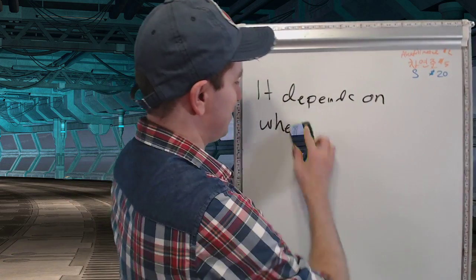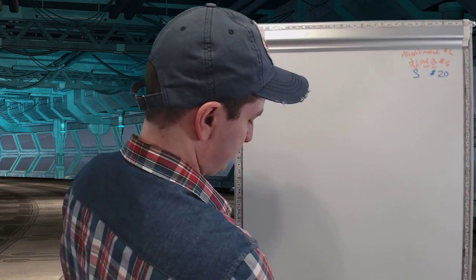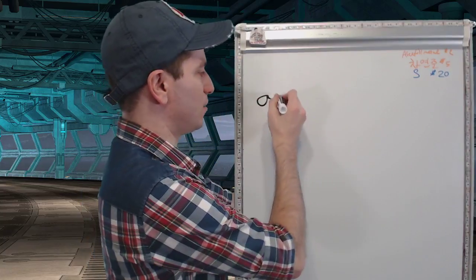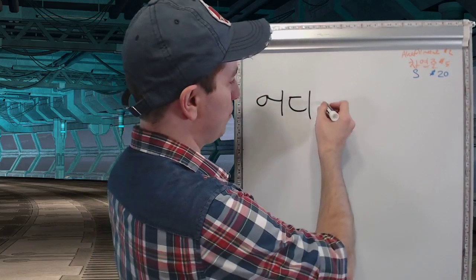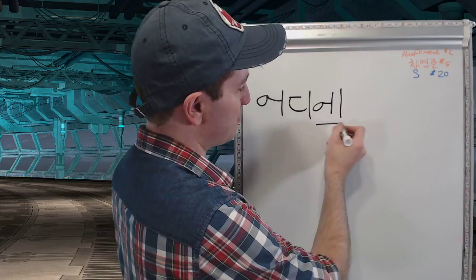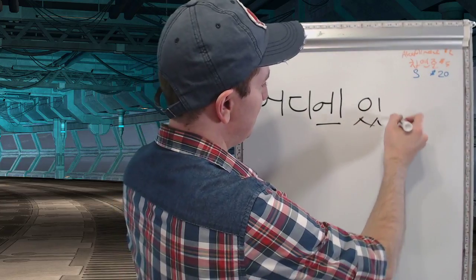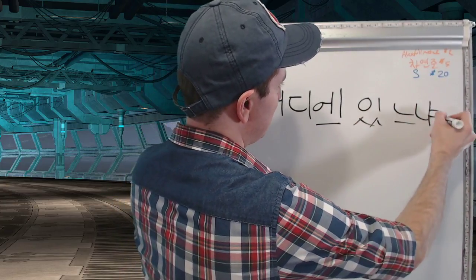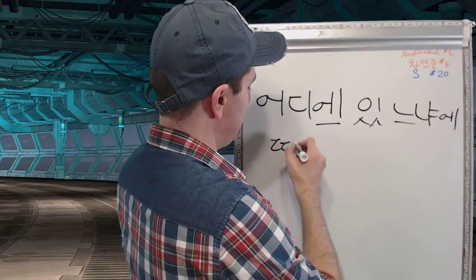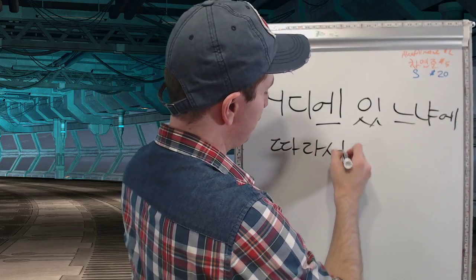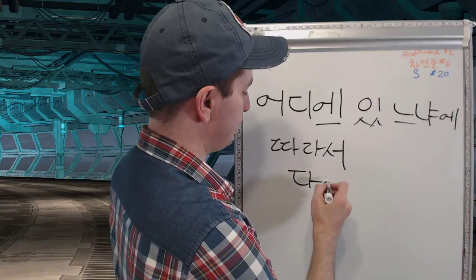Nice, nice. So, depends on where it is. 어디에 있어요 normally, or 어디 있어요 like that. 에 is optional. 어디에 있느냐에 따라서 달라요.